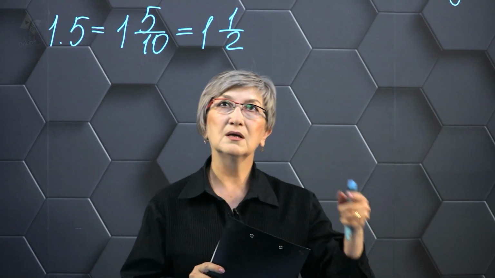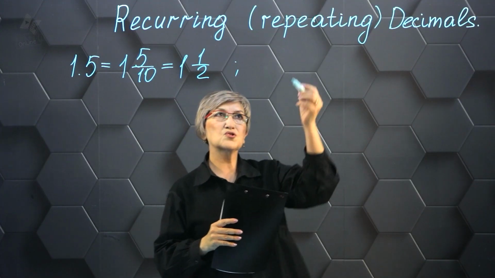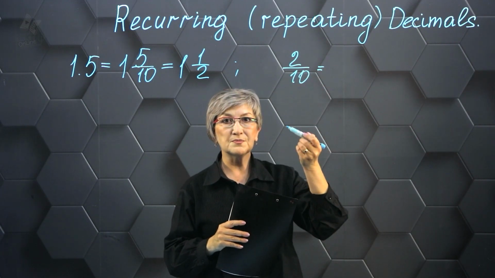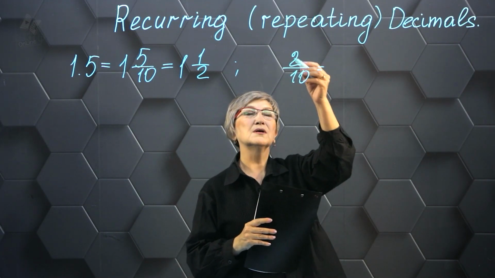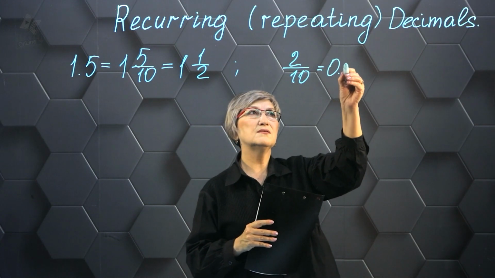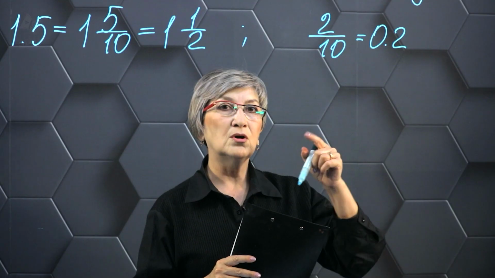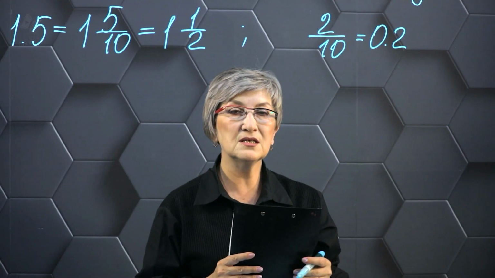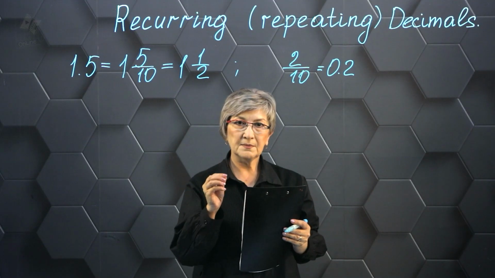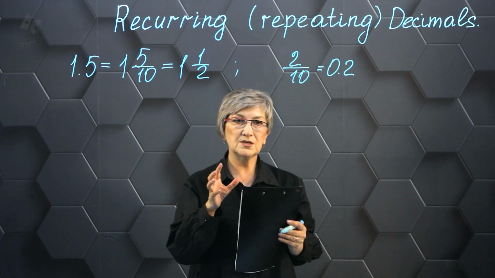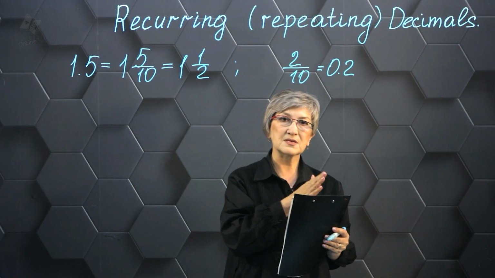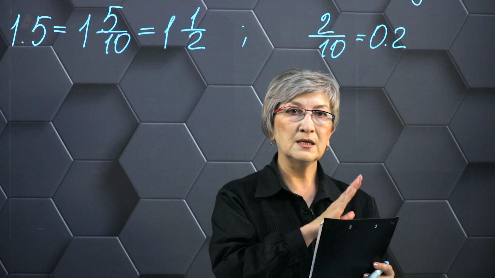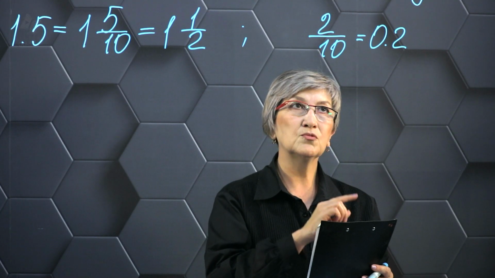For example, if I write down the following fraction, 2/10, then I can write that fraction as a decimal. The 2/10 is 0.2. But we can't write all ordinary fractions as decimals. I remind you that any decimal fraction can be written as a fractional number, but not every fraction can be written as a decimal.